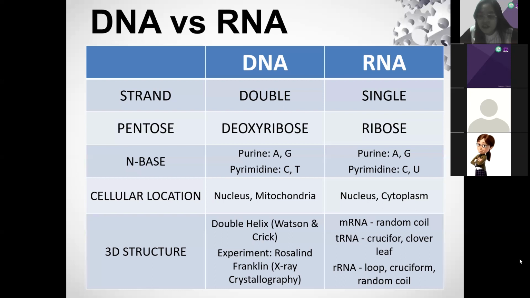mRNA is the messenger RNA, which can be identified by its structure. It's a random coil. tRNA or the transfer RNA is a cruciform. Cruciform, just add an M, and it looks like a clover leaf. And lastly, rRNA is ribosomal RNA. It can be a loop, it can be a cruciform, it can also be a random coil. So those again are the three types of RNA. Questions? Questions about the difference between the DNA and the RNA?